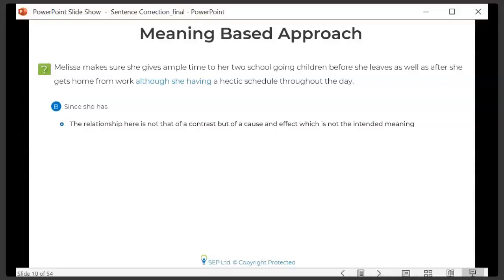It is not the intended meaning, and this is what I want you to pay attention to. The intended meaning was, despite or in spite of having a hectic schedule. This says because she has a hectic schedule, that is why she gives ample time, which is illogical. Not just illogical, it is not even the intended meaning. So none of you chose this. But this should have been your approach. If this was the approach you followed, good. If not, you need to keep an open mind about it, because this is a simple sentence. Had you a more complicated sentence, you could have landed up marking this as the correct answer choice.